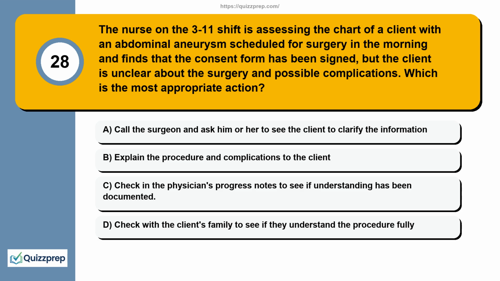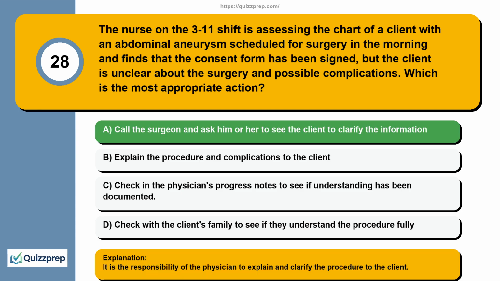Question 28. The nurse on the 3 to 11 shift is assessing the chart of a client with an abdominal aneurysm scheduled for surgery in the morning and finds that the consent form has been signed, but the client is unclear about the surgery and possible complications. Which is the most appropriate action? Call the surgeon and ask him or her to see the client to clarify the information. Explain the procedure and complications to the client. Check in the physician's progress notes to see if understanding has been documented. Check with the client's family to see if they understand the procedure fully. It is the responsibility of the physician to explain and clarify the procedure to the client.